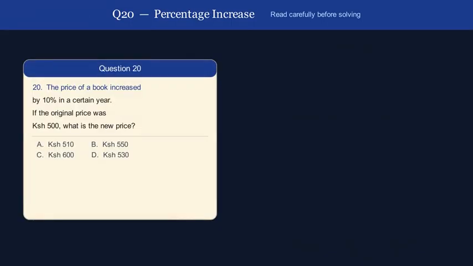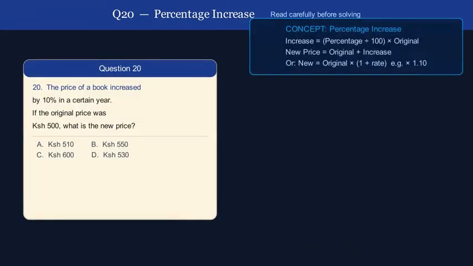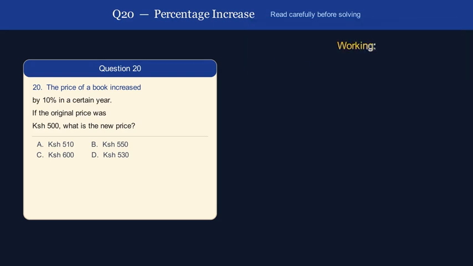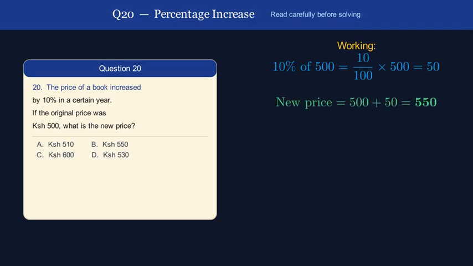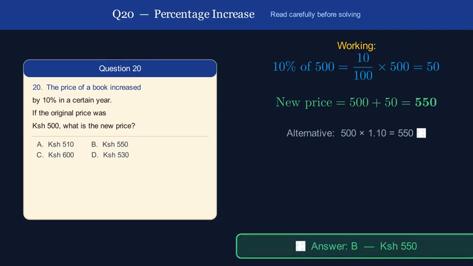Question 20. The price of a book increased by 10% in a certain year. If the original price was 500, what is the new price? So you'll get 110 over 100 times 500 to get the new price.